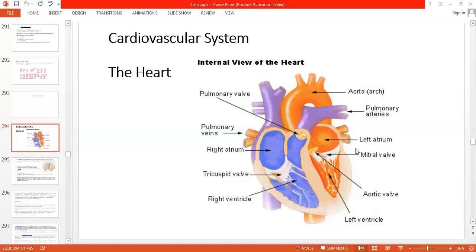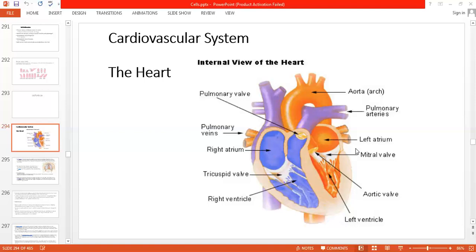In the same way, on the right side, the deoxygenated blood comes from the head and from the lower body, and this will enter into the right atrium, and from the right atrium to the right ventricle, and from the right ventricle through the pulmonary artery, it will reach the lungs. The lungs then purify it and return it back to the left atrium, then left ventricle, and through the aorta, it will circulate in the whole body.